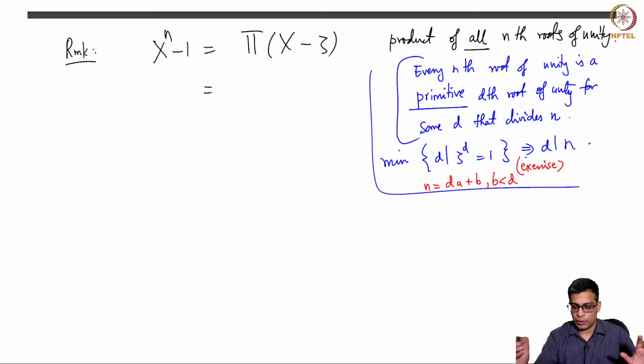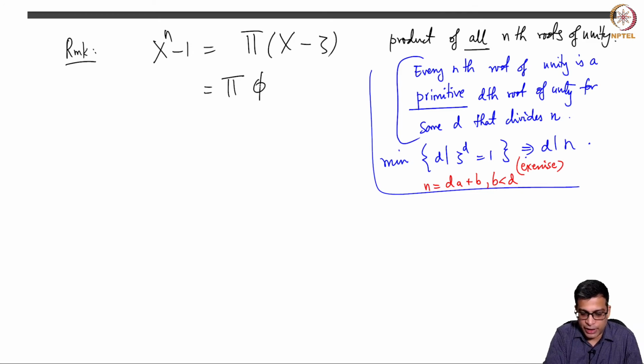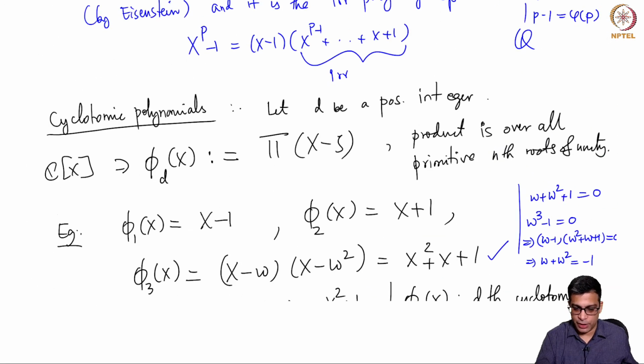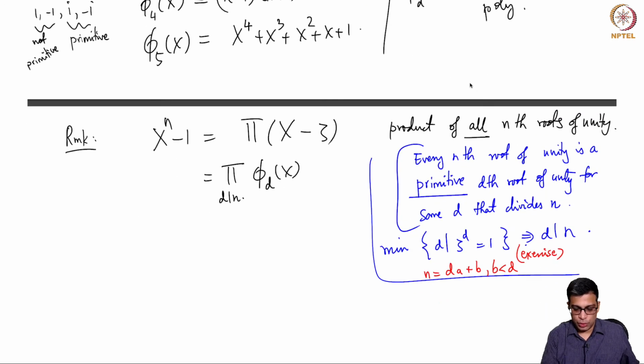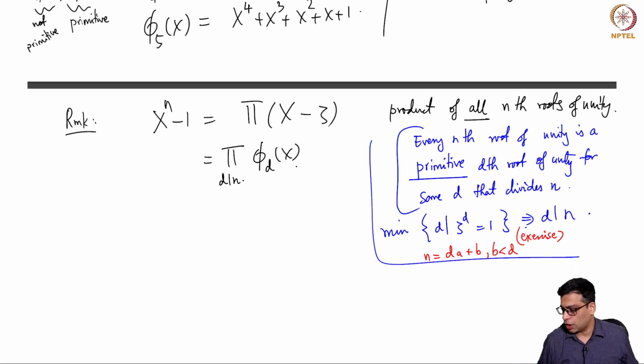Okay, so the upshot of all this is that this can be written simply as, by grouping all the nth roots of unity into primitive dth roots of unity, for all divisors d of n, you get simply the product of phi d x. Phi d, remember, only has contributions from primitive roots. So you group every nth root of unity into the appropriate primitive dth root, and then you take the product and you get this. Okay, so now this is easy.